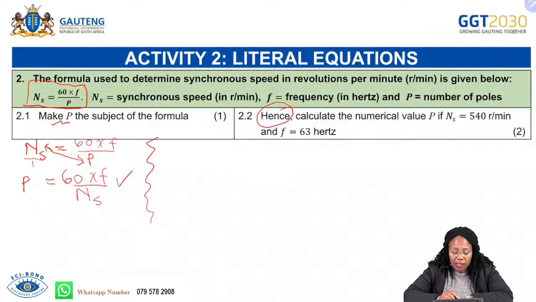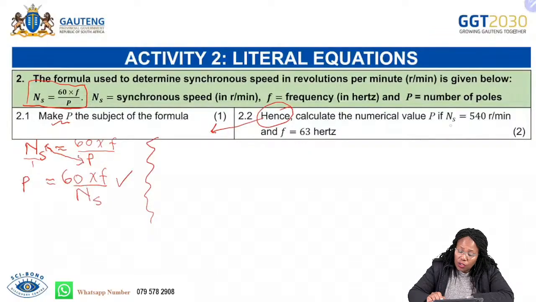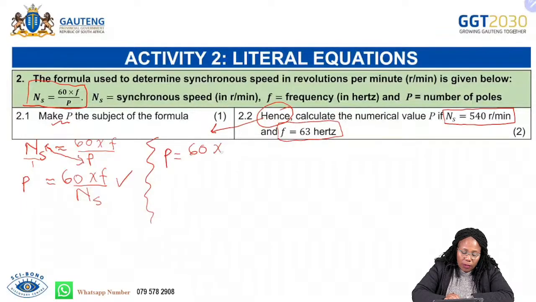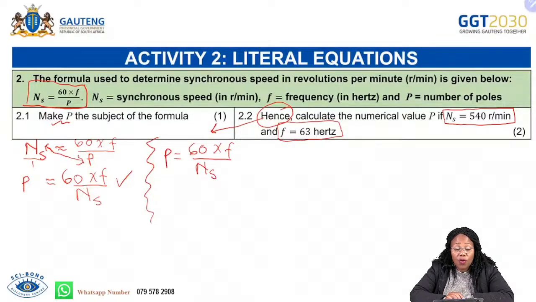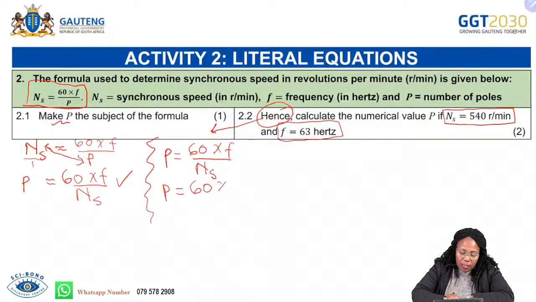The minute it says hence, it says use the previous answer to answer this question, okay? So in this case, we are given NS being 540 and the frequency of 63 hertz there. So now we are using 2.1, which is P equal to 60 times F over NS, which is synchronous speed. And then now P for number of poles will be 60 multiplied by the frequency of 63 all over the synchronous speed of 540 revolutions per minute.